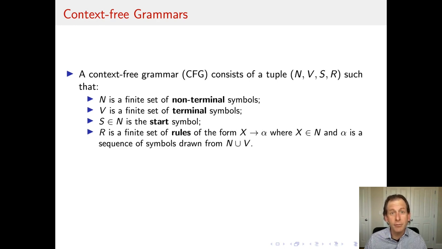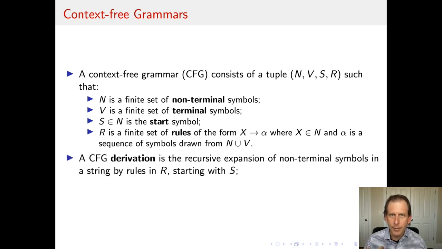And there is a finite set of rules. Each of those rules has the form of some individual element in the non-terminal symbol set rewriting to a sequence of symbols that may be terminals and/or non-terminals. A rule is written in the form X goes to alpha, where once again X is an individual non-terminal symbol and alpha is a sequence, possibly empty and possibly non-empty, of symbols drawn from the non-terminals and terminals together. We'll sometimes read this as X goes to alpha.